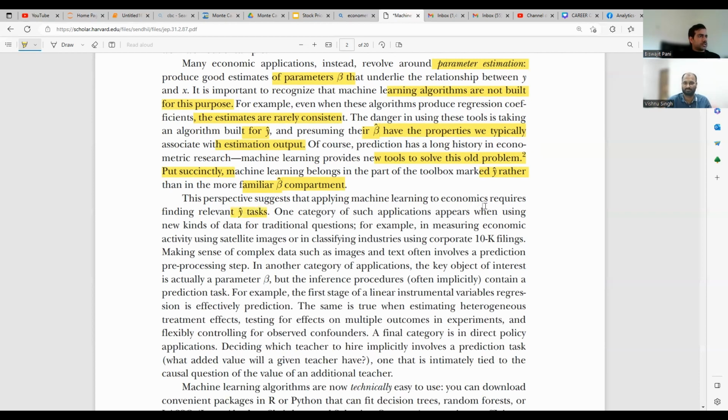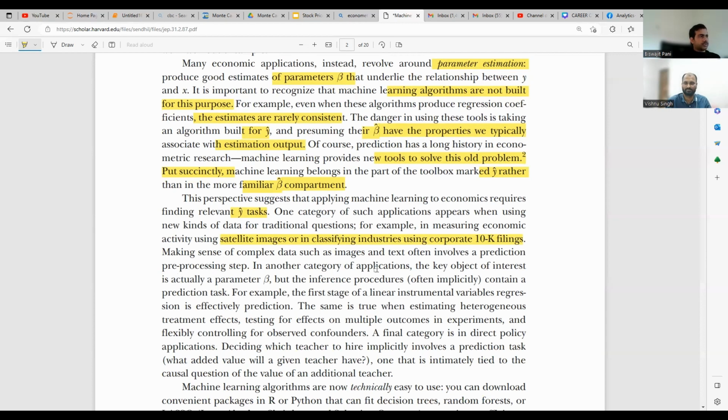One category of such applications appears when using new kinds of data for traditional questions. For example, in measuring economic activity using satellite images or classifying industries using corporate 10K filings. Making sense of complex data such as images and text often involves a prediction pre-processing step.